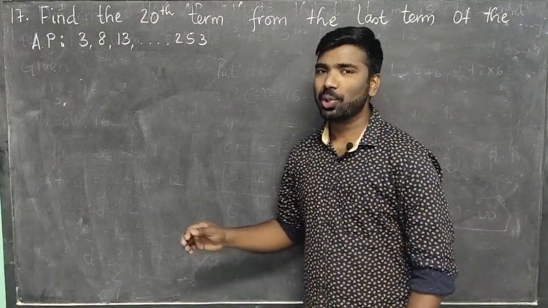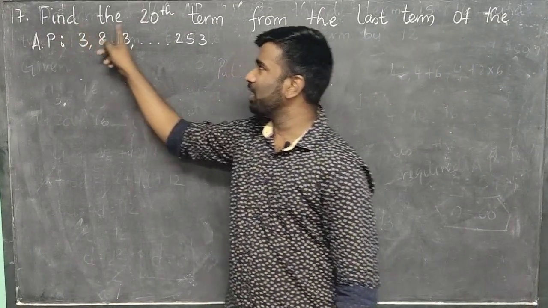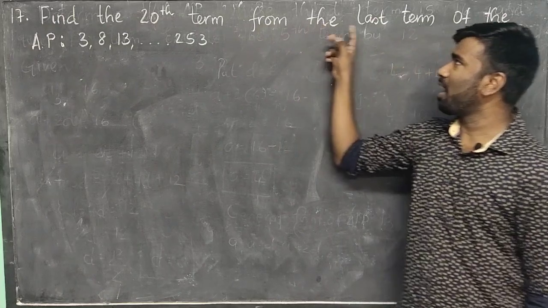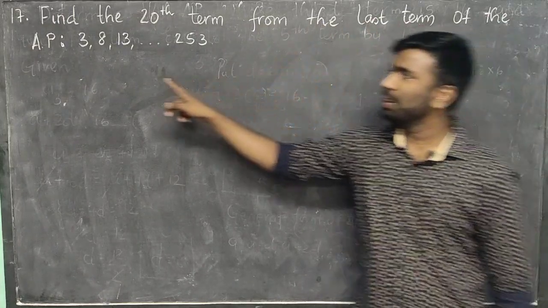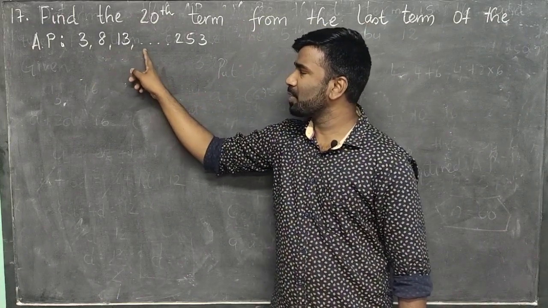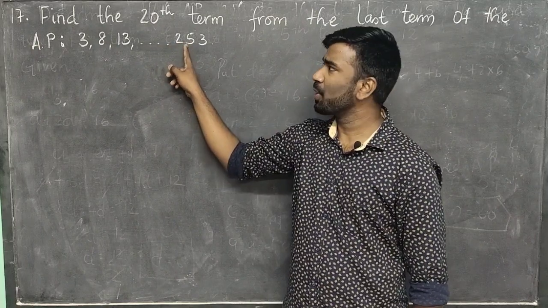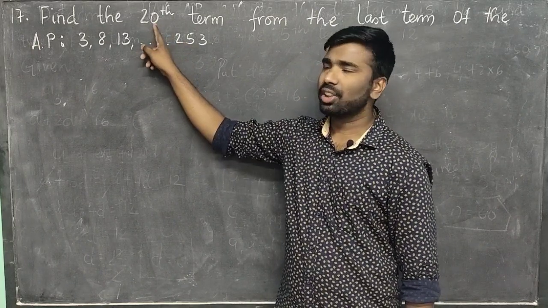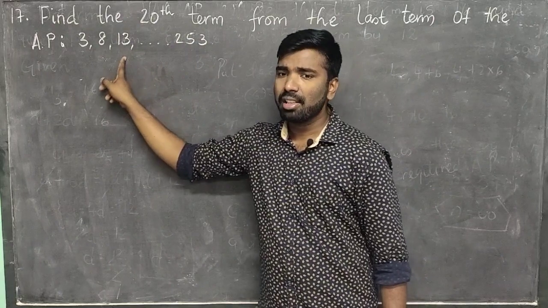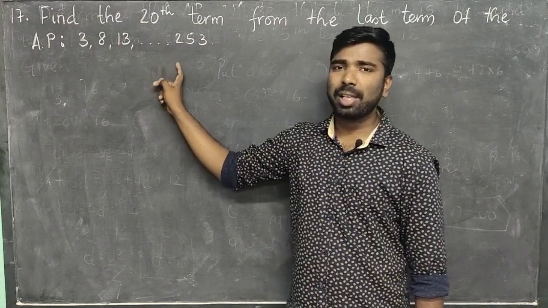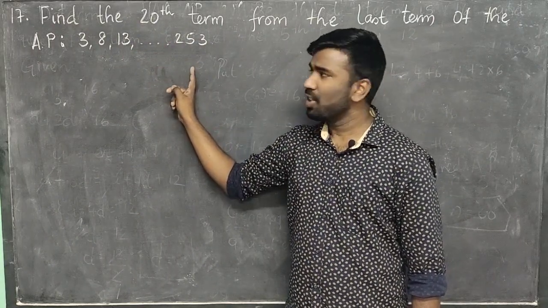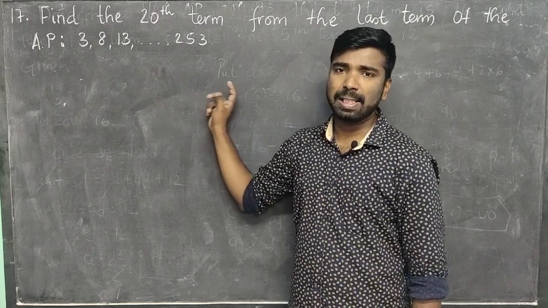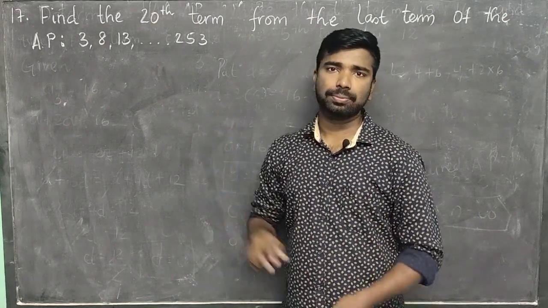Students, now moving to question number 17, find the 20th term from the last term of the AP 3, 8, 13, and the list goes on, and the last term is 253. We should find out the 20th term from the last term. This problem can be solved in two methods. We will be seeing both the methods in this video.